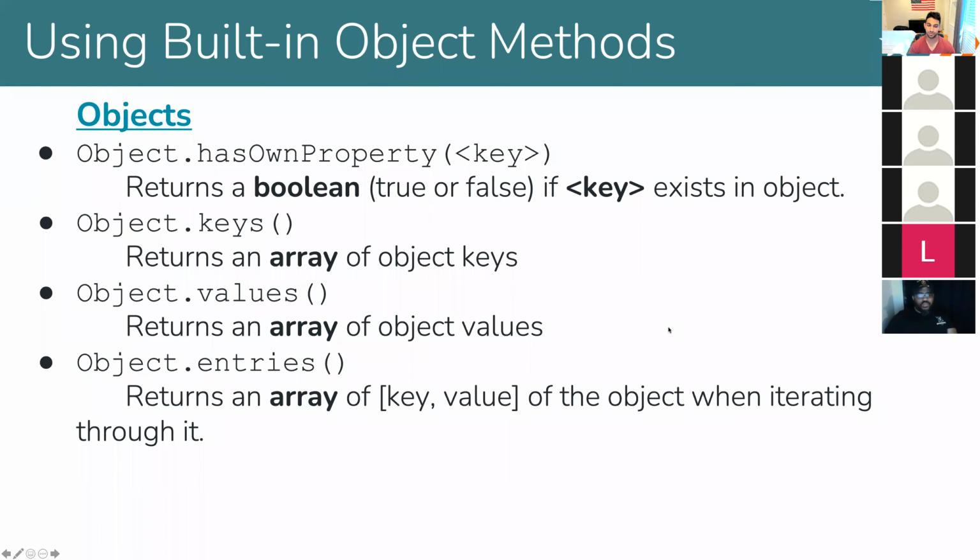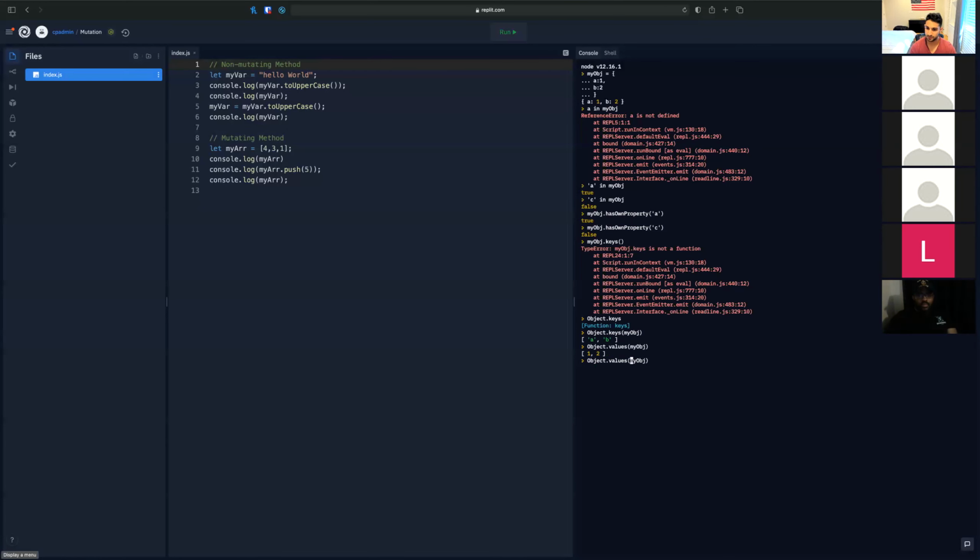There's also object.entries, which returns an array of key value pairings. So I can go in here and say object.entries on the object, my object. And here, the first entry is the key value pair A1, then the key value pair B2. And this can make it useful if you want to iterate over the contents of an object.